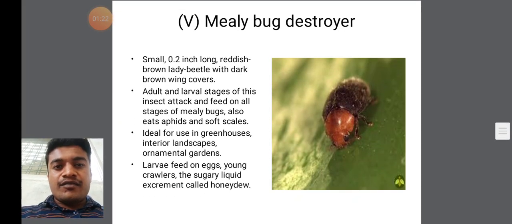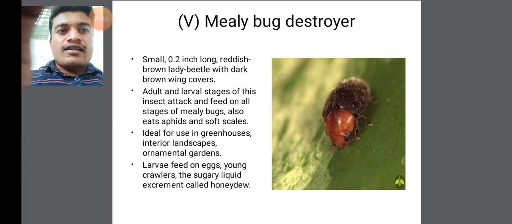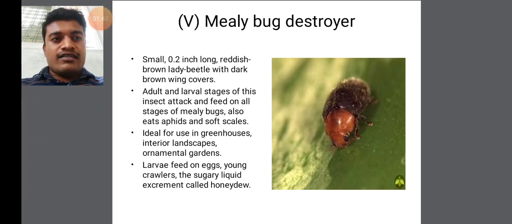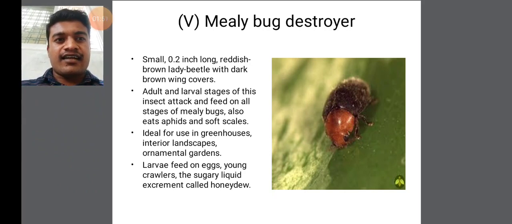Okay, the fifth beneficial insect is the mealybug destroyer. Here you can see at the right side the picture of the mealybug destroyer. This mealybug destroyer is a small, 0.2 inch long, reddish brown lady beetle with dark brown wing covers. Adult and larval forms of this insect attack and feed on all stages of mealybugs, and also eat aphids and soft scales of other insects.